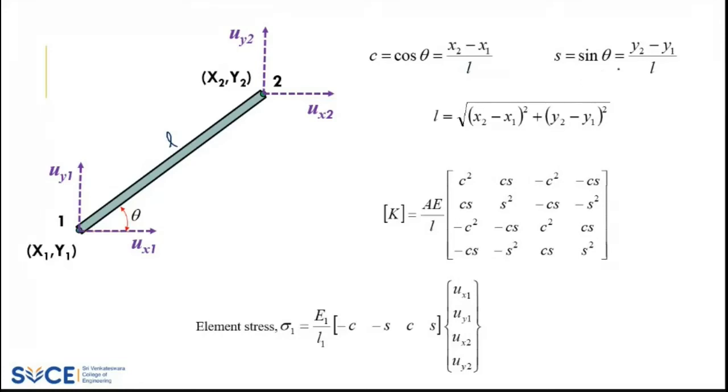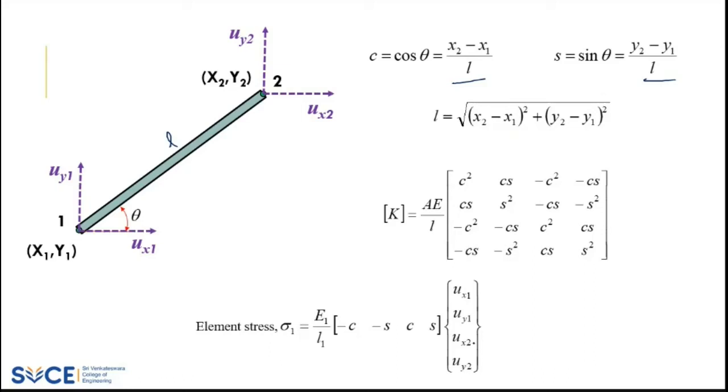Similarly, sine theta is y2 minus y1 divided by L. So these are two sets of formula. Then what is your L? If the element is inclined and you can't identify the value directly, you can use this formula: L is the square root of x2 minus x1 the whole square plus y2 minus y1 the whole square. And the stiffness matrix K is equal to AE by L times the matrix of C square, CS and so on, as we discussed.